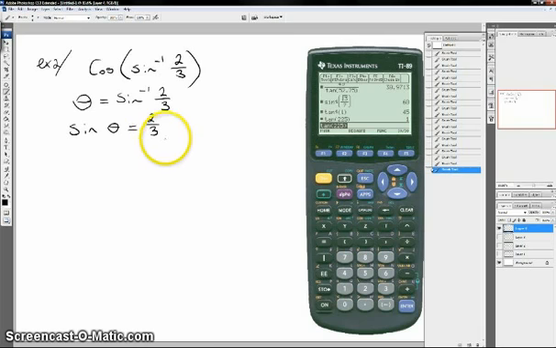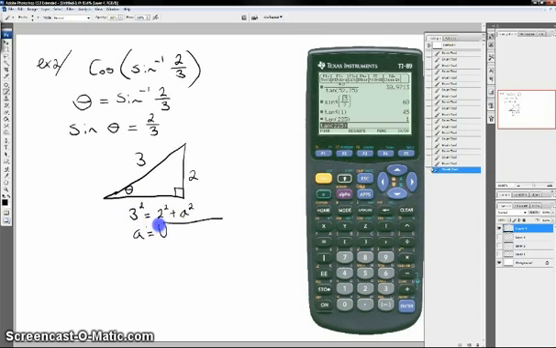I can build a triangle out of this if I remember the relationship for sine from SOHCAHTOA. If this is my angle theta, then sine is the opposite over the hypotenuse. So that's my triangle. I can use Pythagorean's theorem to find the missing side. So this is 3 squared equals 2 squared plus the adjacent squared. I can solve for the adjacent. It's equal to the square root of 3 squared minus 2 squared. And that's 9 minus 4, so that's the square root of 5. So the missing side of that triangle is actually the square root of 5.